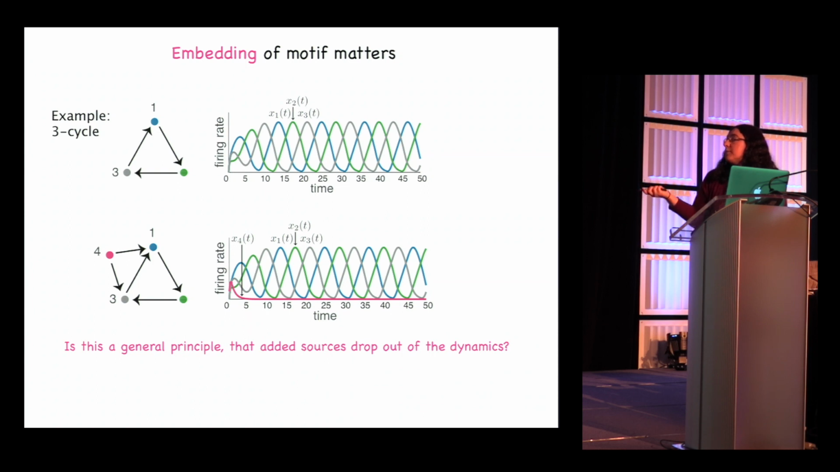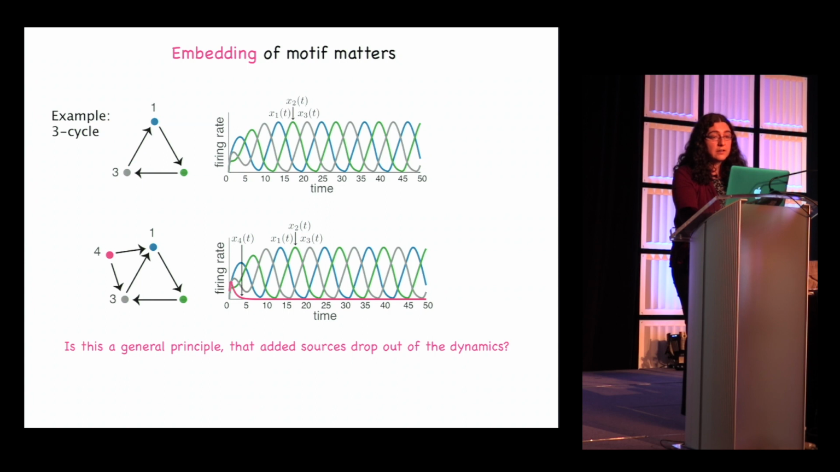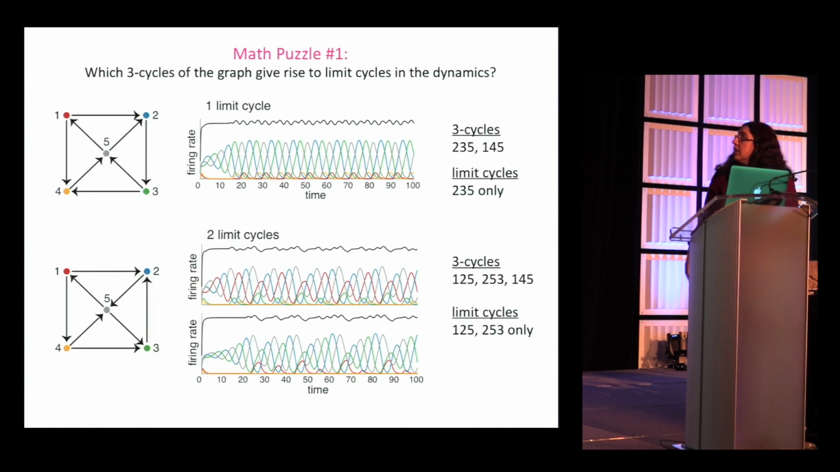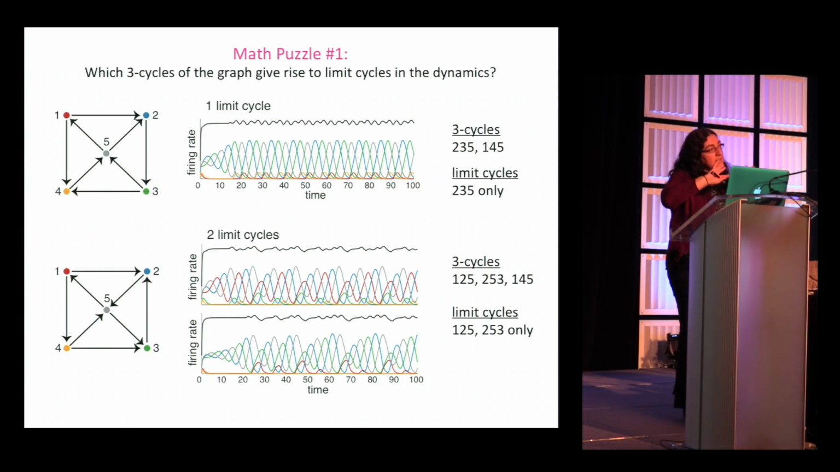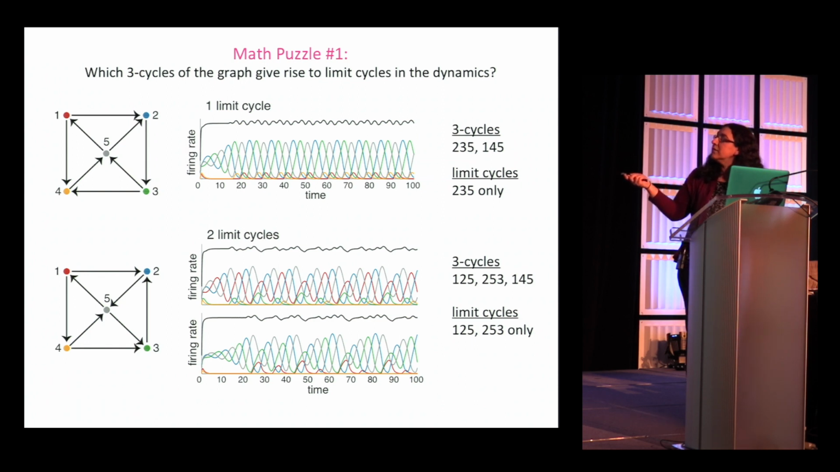So this is an observation we made early on, and the question is: is this a general principle? If I take any graph or any subgraph and it has a source in it, am I guaranteed that that source is going to die and that my attractor will be invariant under adding or removing that source? And now I'm going to indulge you in a little math puzzle, because one of the things we've learned in this model is that what seems to matter a lot is not just what the underlying motif is that is supporting the attractor, like in this case a 3-cycle, but also how it's embedded in the larger network.